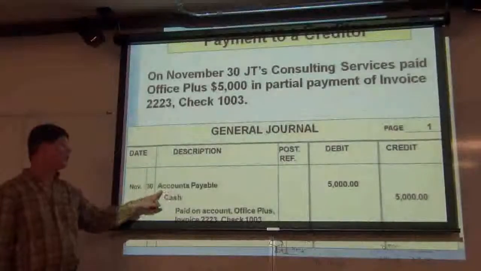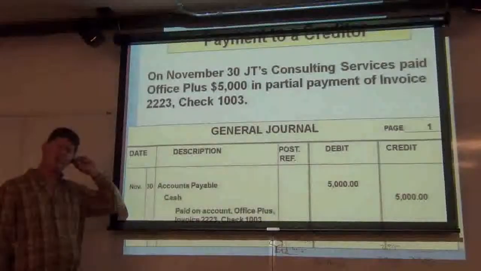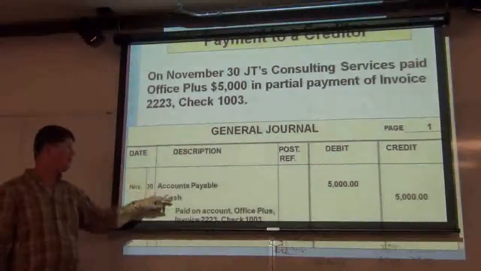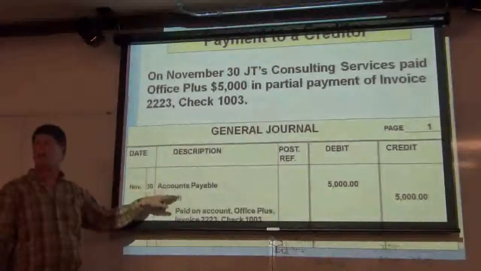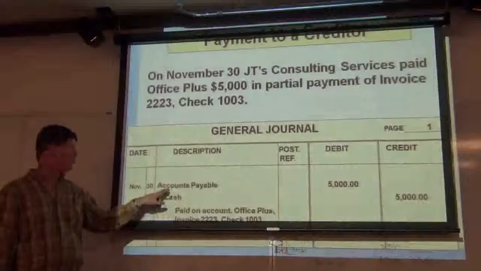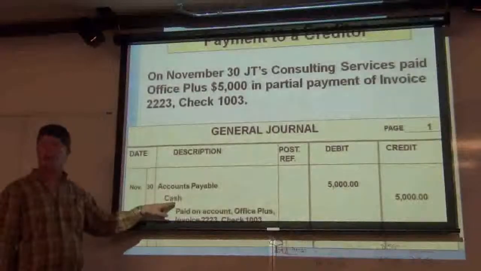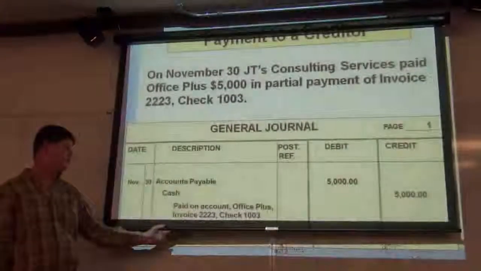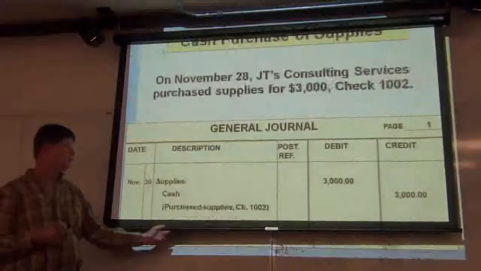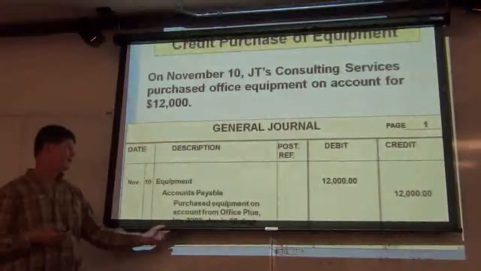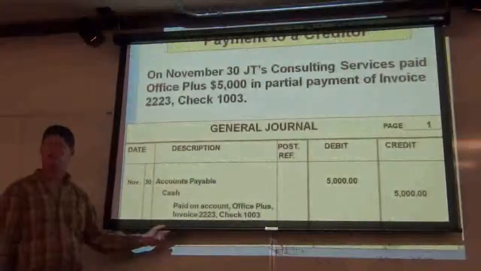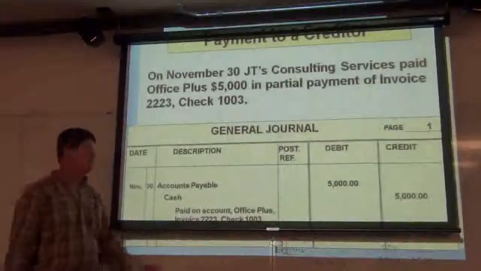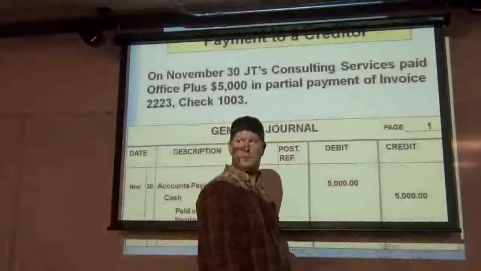Okay, here we go. We're debiting accounts payable. If we debit accounts payable, does it increase or decrease? It decreases, right? So we're making a payment on account for something we'd already bought, $5,000, and accounts payable goes down and cash goes down. We're giving up cash. Paid on account to Office Plus for invoice 2223, check number 1003. So whatever we bought back here, we're now making a payment on here, on November 30th. Good?